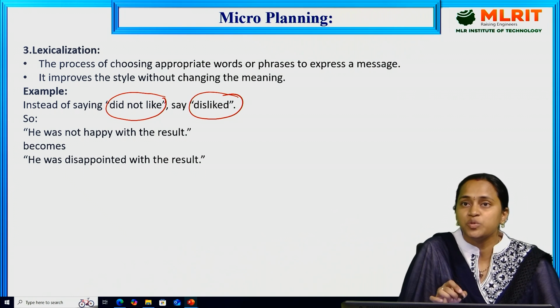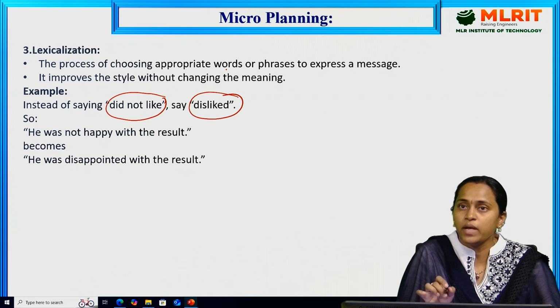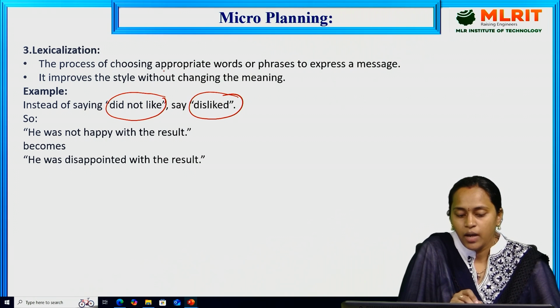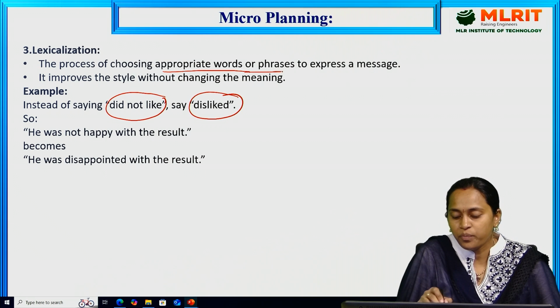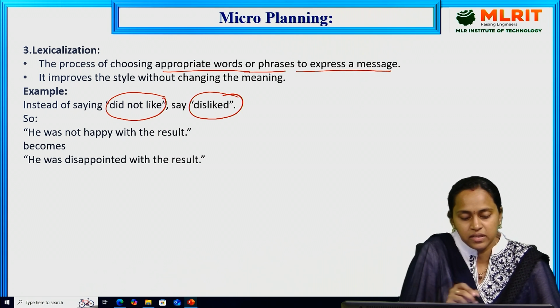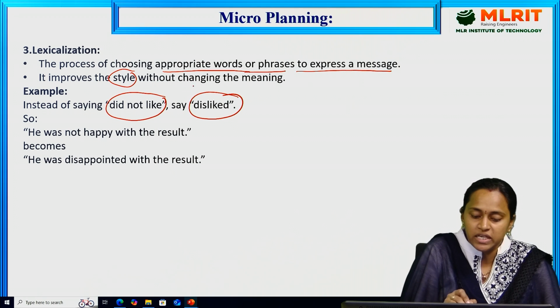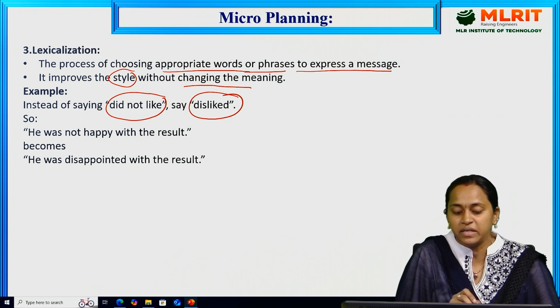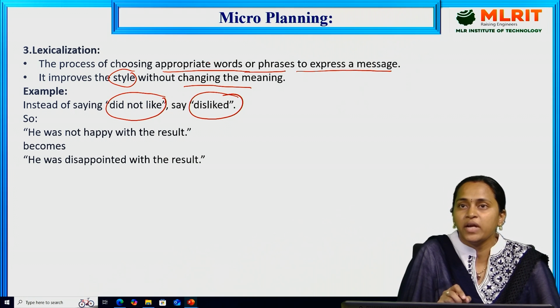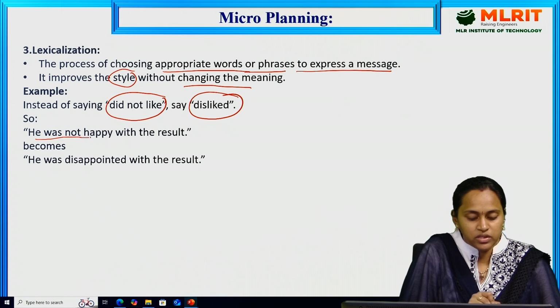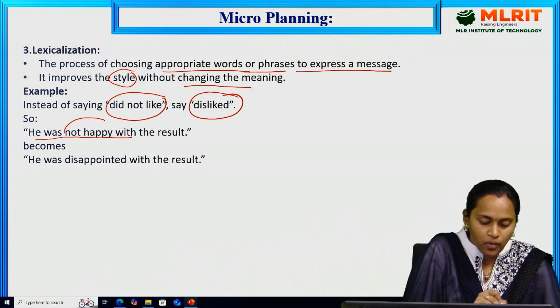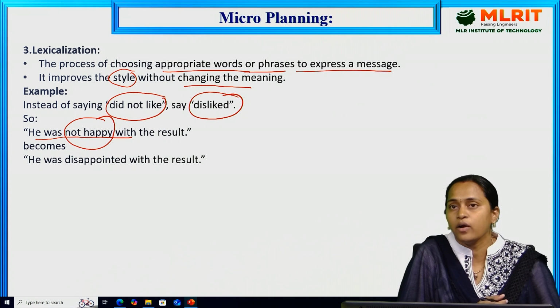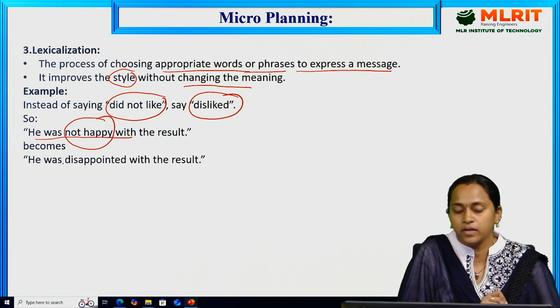It is the process of choosing appropriate words, not exact words, to shorten the sentences, but the meaning is the same. Appropriate words and phrases are used to express a message. It improves the style without changing the meaning. So the sentence formation is the same and the meaning is the same, but it chooses appropriate words that are near to the original words. For example, 'He was not happy with the result' becomes 'He was disappointed with the result'. Not happy, we can take as disappointed, right?